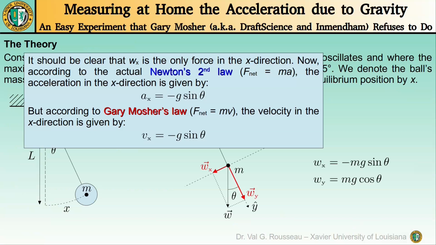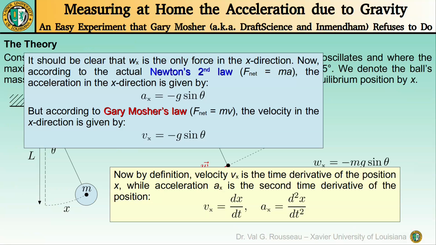Now, according to the actual Newton's second law, the net force is equal to the mass times the acceleration. In the x direction, the net force is the x component of the weight, negative mg sine theta, so by dividing by the mass, we find that the acceleration in the x direction is equal to negative g sine theta. But according to Gary Mosher, the net force is equal to the momentum, mv, so according to him, it is the x component of the velocity that is equal to negative g sine theta. So, let us put these 2 equations on the test bench.